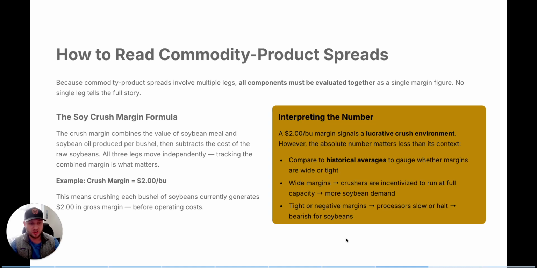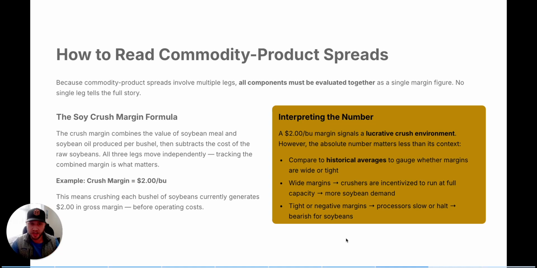Whereas on the tight side, processors will slow down or even halt. That's where it becomes bearish for the input, with less demand on soybeans for crushing, and it can also mean it bulls up the meal and the oil, if the demand is relatively the same. And once again, the demand will push up the margin, and that helps incentivize increasing the crush back up to maybe an equilibrium level again. So all these factors are independent, yet very dependent on each other and moving as one.